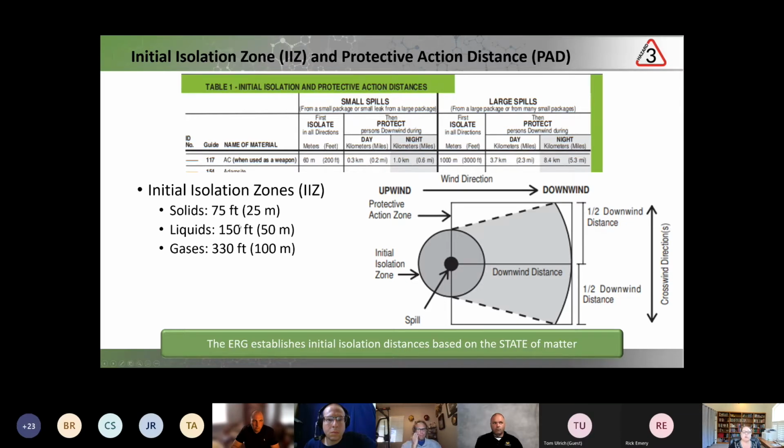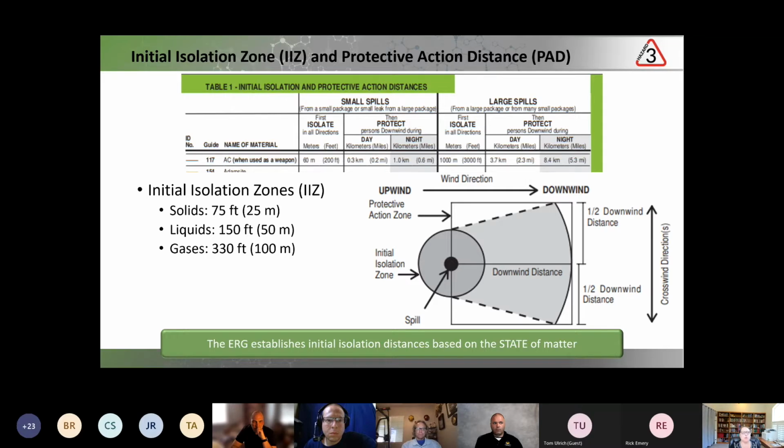If it's a liquid, use 150. And if it's a gas, use 330. That way we can come in and already have some initial isolation in place and people moving away from the specific spill, and we can come in and deal with that in a safe manner. And then increase, decrease, change, modify zones as we go based upon our risk assessment.